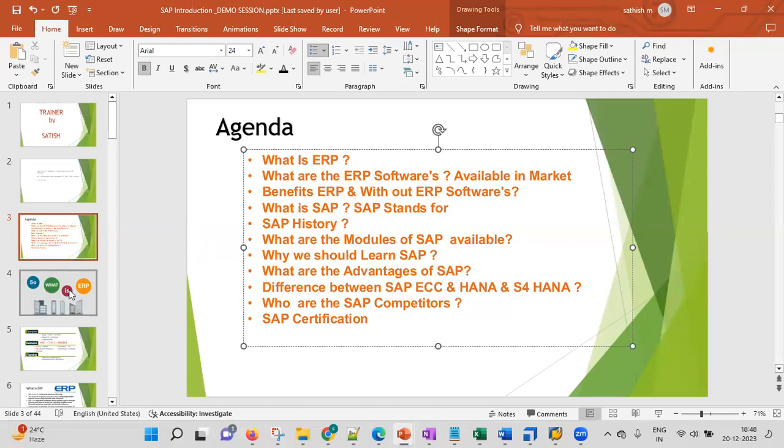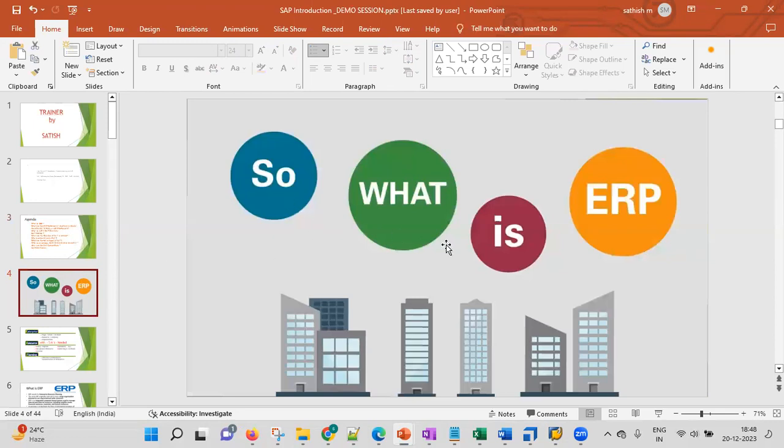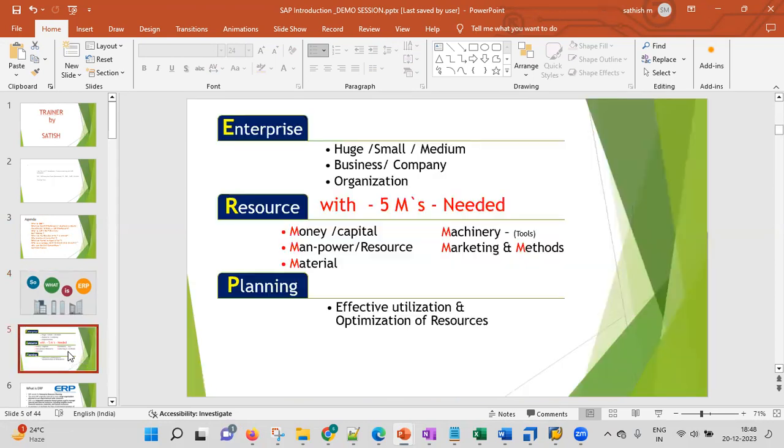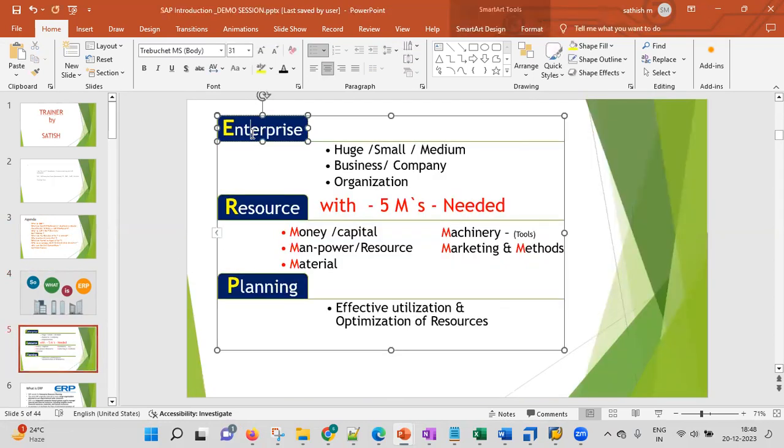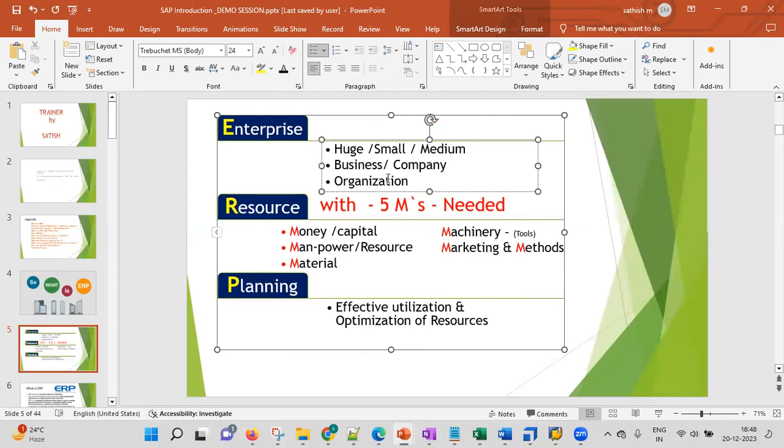Now, let's learn about this topic. So, what is ERP? ERP stands for Enterprise Resource Planning. Enterprise means a business, an organization.